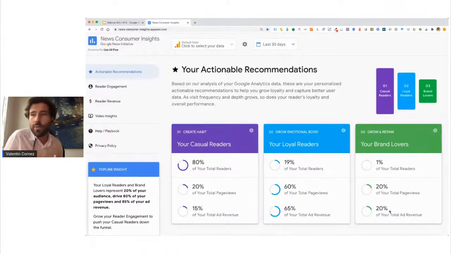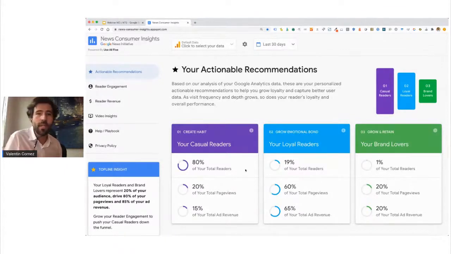It tells us that as a publisher, if you start seeing this kind of metric, you should actually optimize that funnel. You should transform casual readers into loyal readers and the loyal readers into brand lovers, because the end of the funnel is where the value is, from a page view point of view and from an advertising point of view.